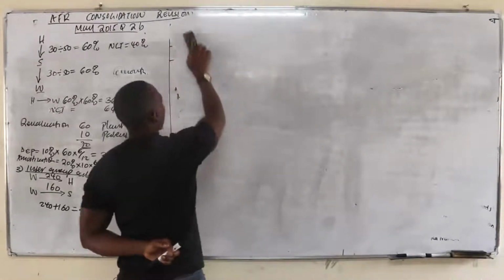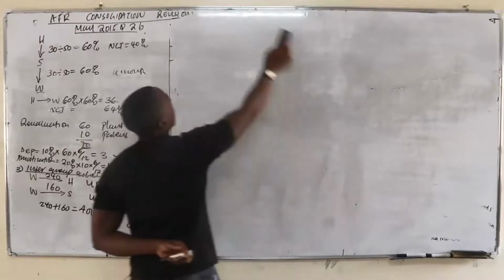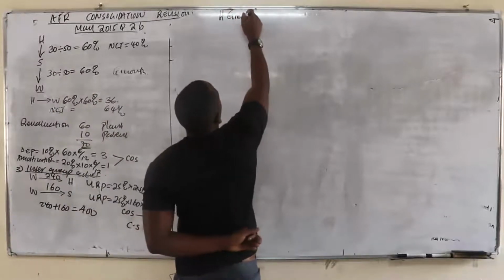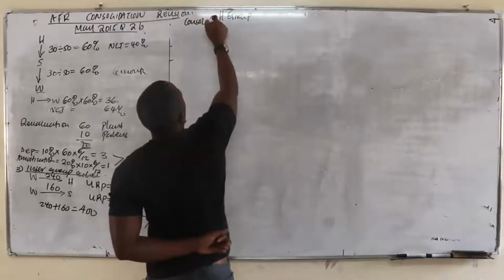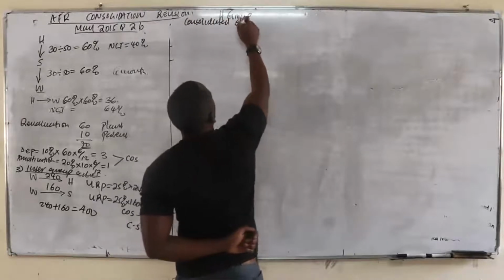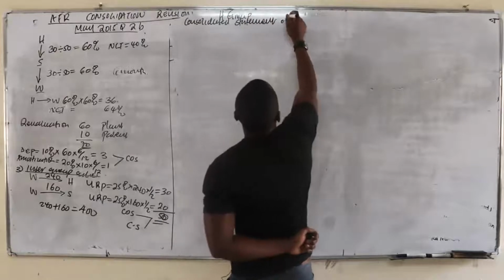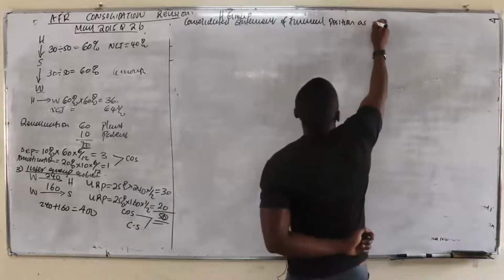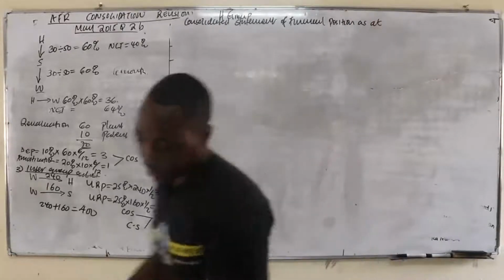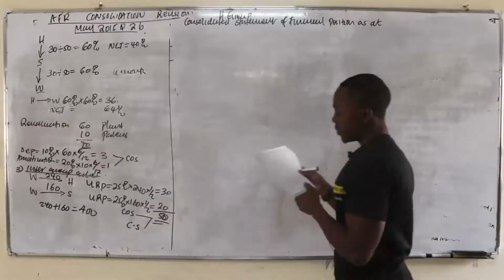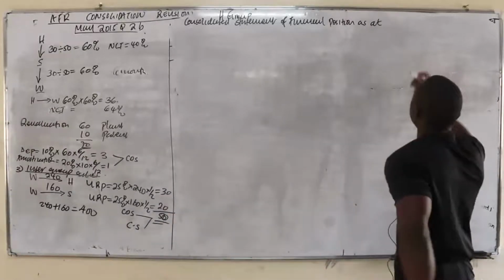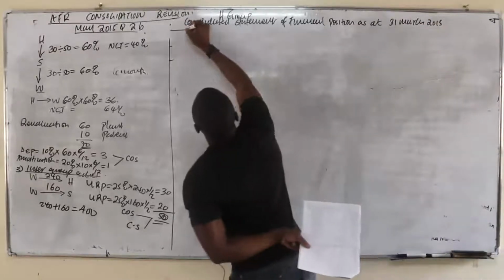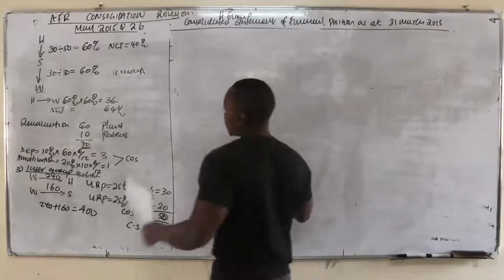Now, who will consolidate the financial statement? H. So it will be H. Yeah, H group. Consolidated statement of financial position as at 1st March 2015. So let's start with the assets.